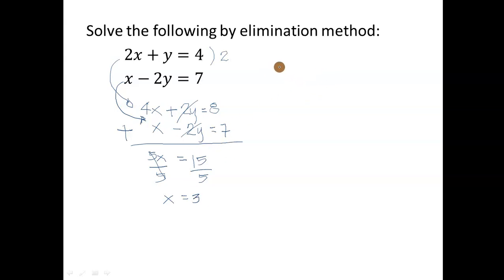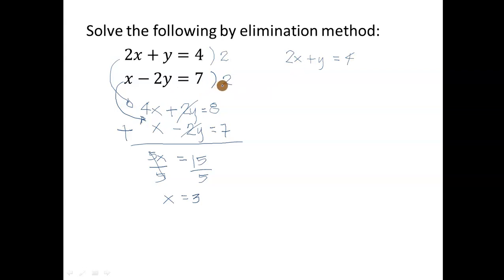Next, to eliminate x from the original equation, let us rewrite the first equation. We have 2x plus y equals 4. And then now, we are going to multiply the second equation by 2, so that when we subtract these two equations here, the variable x will be eliminated, because 2 multiplied by x is 2x. Then subtracting these two equations, 2x minus 2x will be equal to 0.